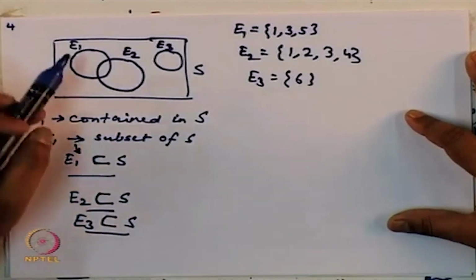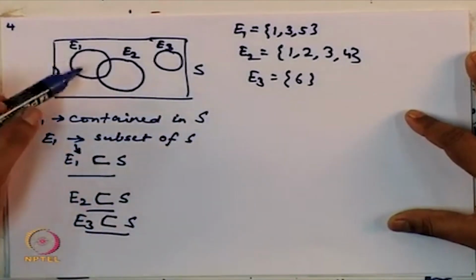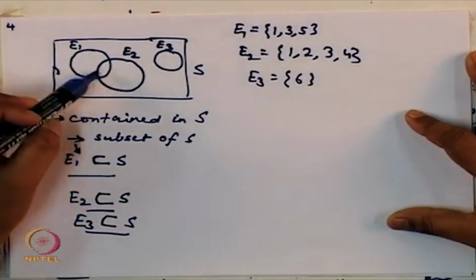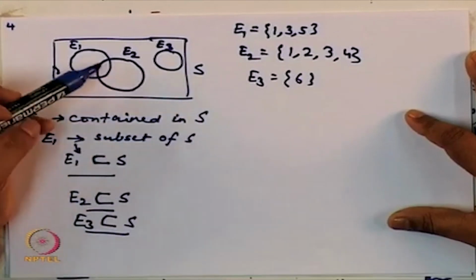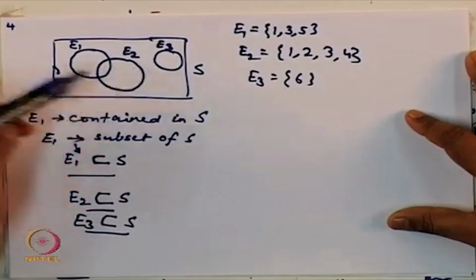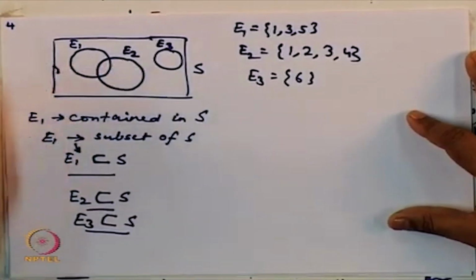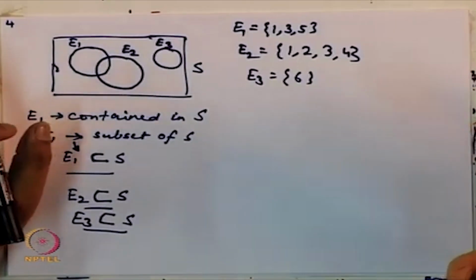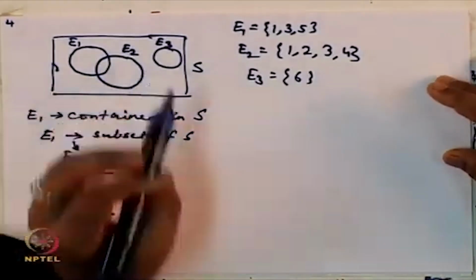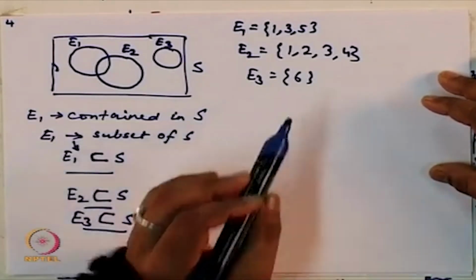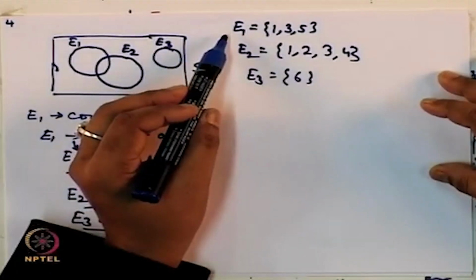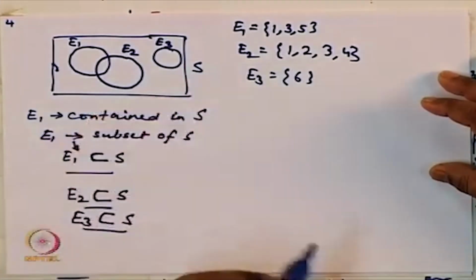Another important measure: the way I have drawn E1 and E2, I have drawn with some overlap between the events E1 and E2. But when I have drawn E3, I have drawn it outside of E1 and E2. This gives you the idea that when E3 occurs, so when number 6 occurs, I can say clearly that neither event E1 nor event E2 has occurred.